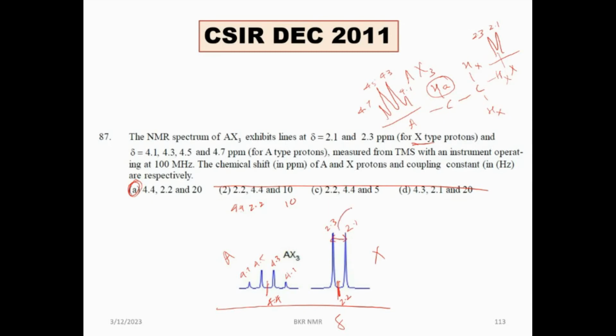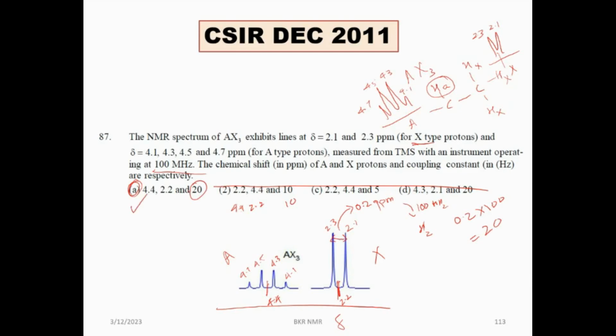So what is the difference between the lines? How many delta, how many ppm? 0.2, ma'am. It is given in ppm. How to convert to hertz? Into 100, ma'am. Where did the 100 come from? Operating frequency 100 megahertz. So 0.2 into 100 is equal to what? 20.